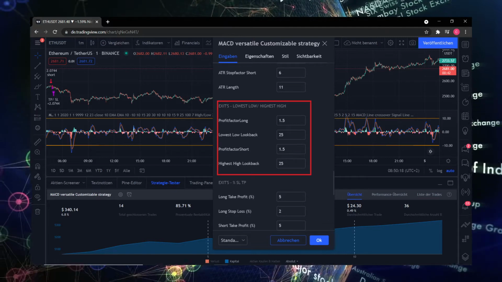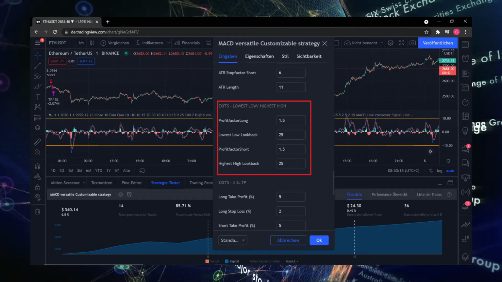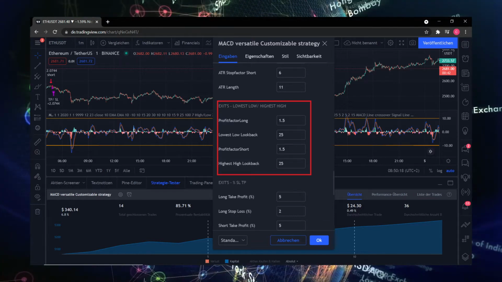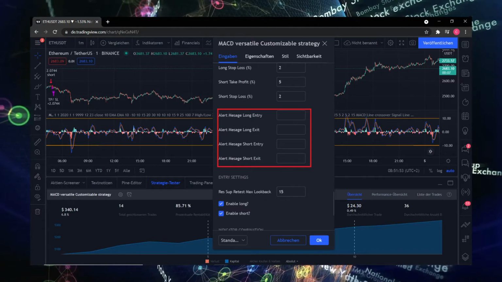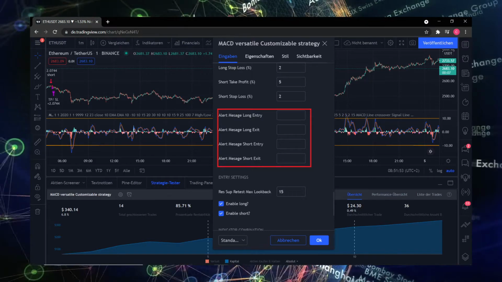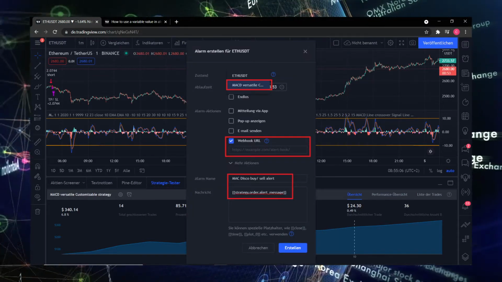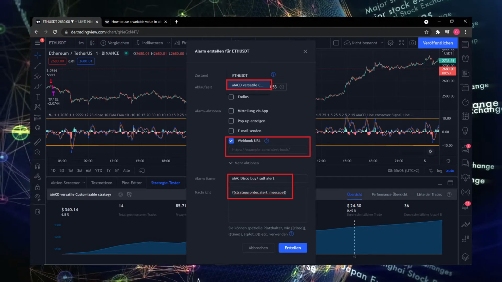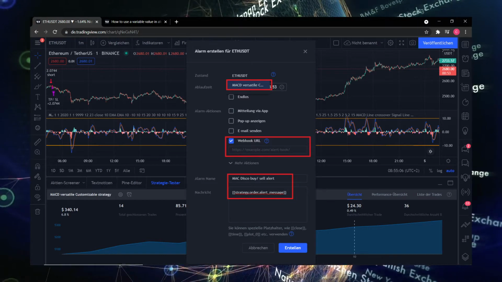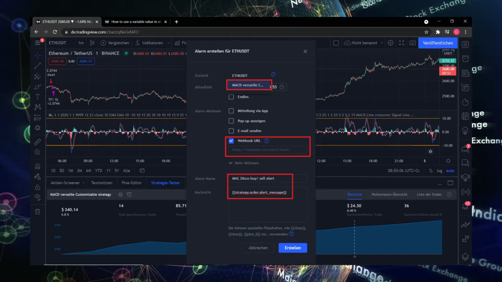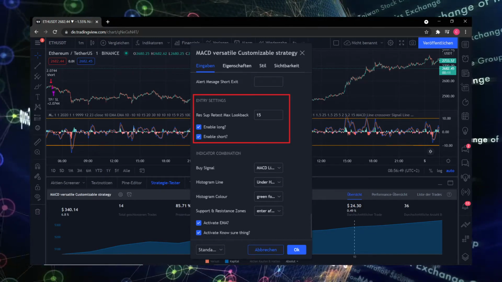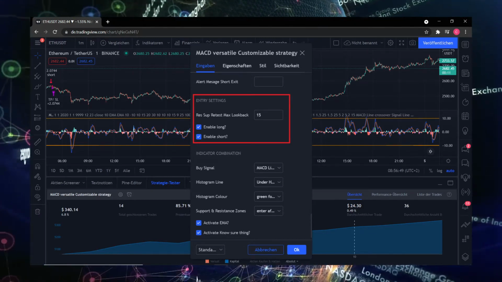Under lowest low and highest high look back, you can set the number of candles that the script should look back, to find the lowest and highest candles to set the stop loss. The text boxes for the alarms are only available to my Patreons. Here the alarm text of the respective bot can be inserted. After that, a TradingView alarm has to be created and the respective script has to be selected. Under Messages, the command Strategy Order Alert message has to be inserted. Done.